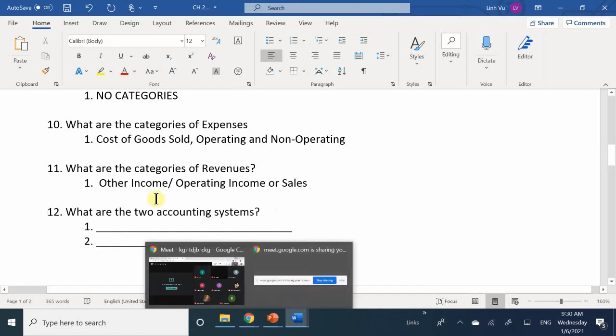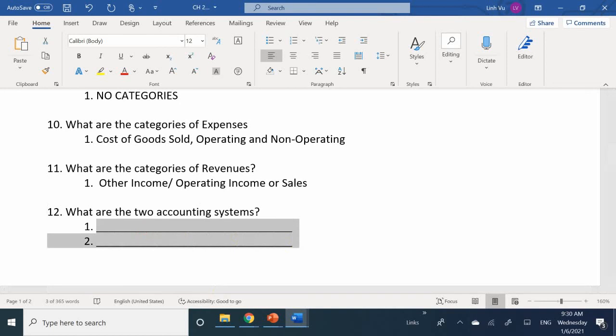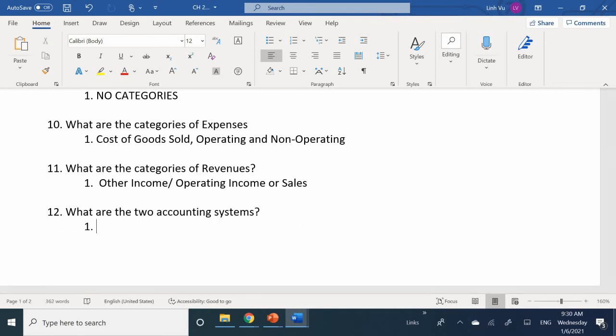And then number 12, what are the 2 accounting systems? Single, double. Okay, don't ever refer to those like that, okay? It has to be single entry, and double entry. Good. Okay.